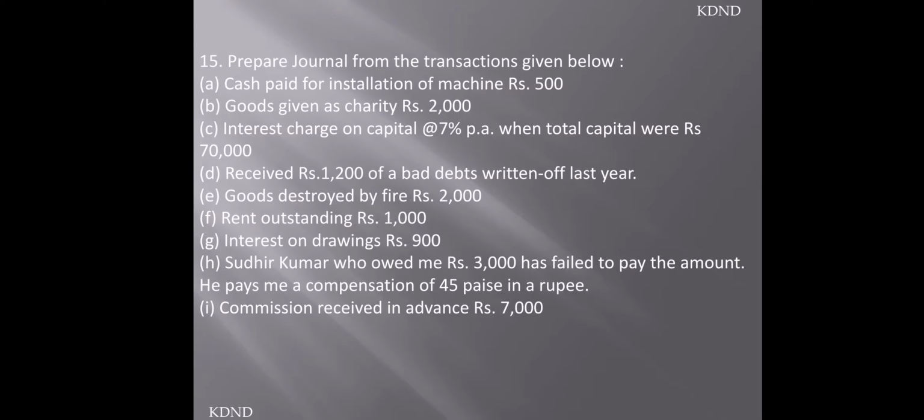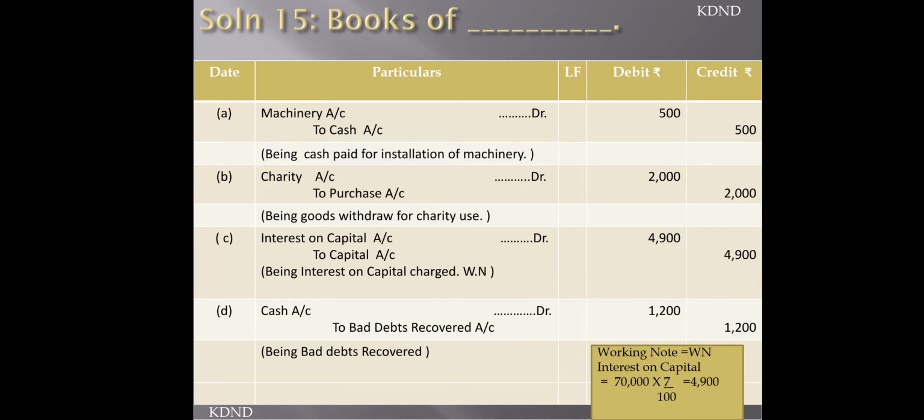Now we are going to switch to the next sum, that is: prepare journal entries from the following given below. Cash paid for installation of machinery 500. Now when we are paying for the installation of machinery, because installation is a part of machinery, our journal entry will be machinery account debit to cash.